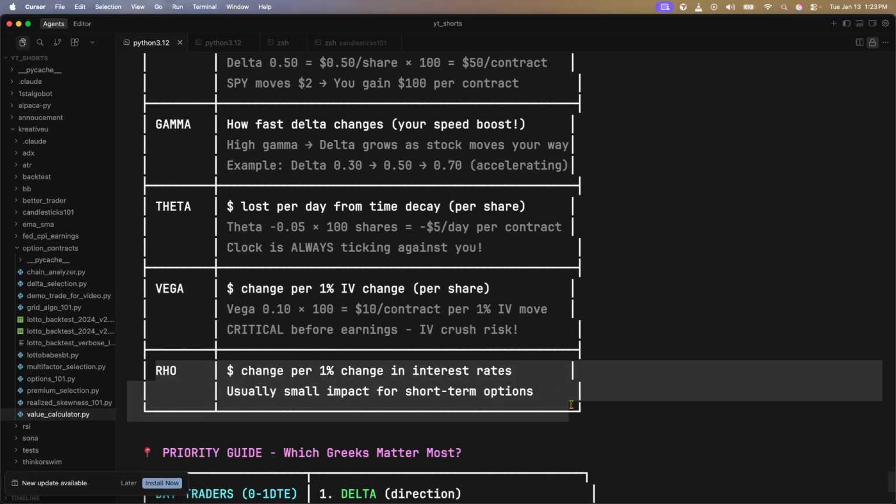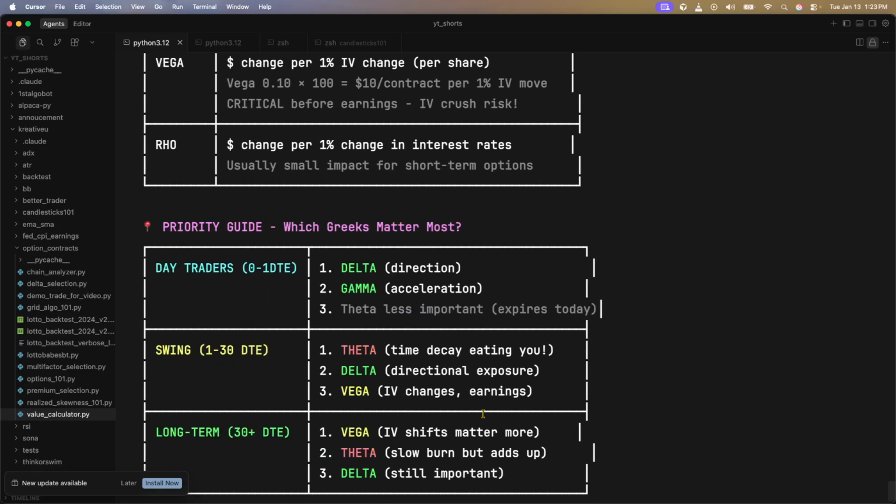And then rho, it doesn't really have that big of an impact, but it's good to know. Rho is going to be the dollar change per 1% change in interest rates. This really did matter when we were in the environment of, will they, won't they cut, right? Back in 22, 23, maybe a little bit of 24, right? Usually minimum impact for short-term interest rate environments, right?